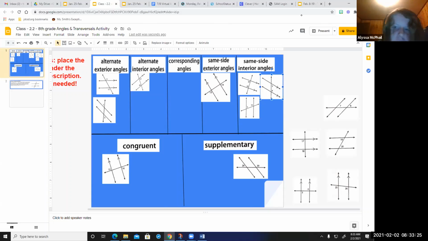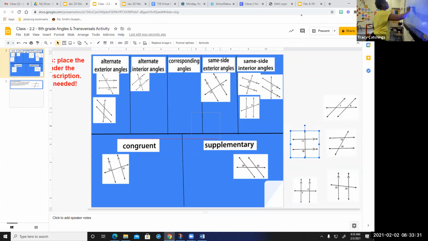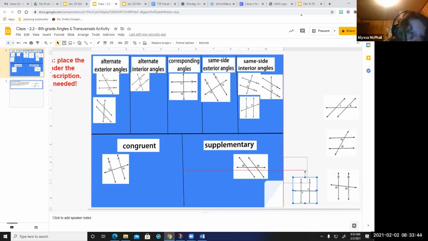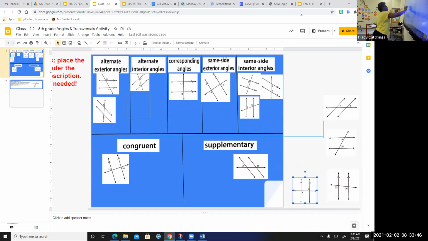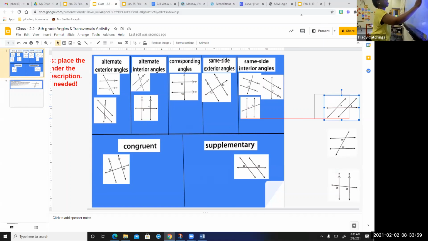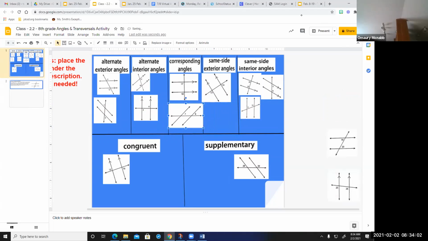17 and 18, corresponding angles. Good job. They are in the same position. Corresponding angles are also what? Congruent. Good job. 3 and 4 is alternate interior angles. Alternate interior angles are also what? Congruent. Good job. 7 and 8, corresponding angles. Good job. They're in the same position. That also means they are what? Congruent.